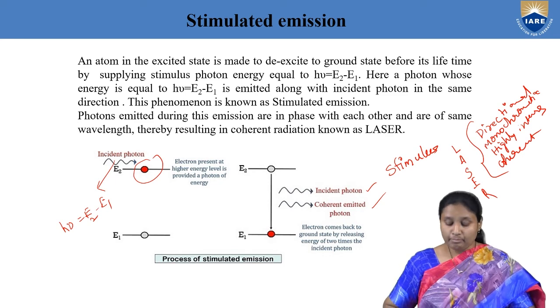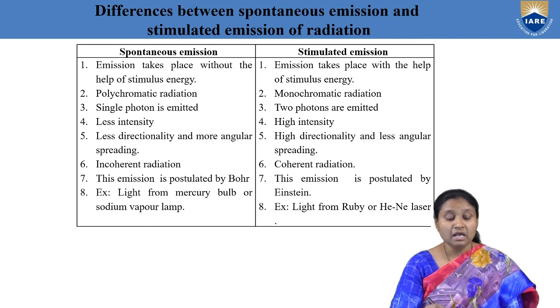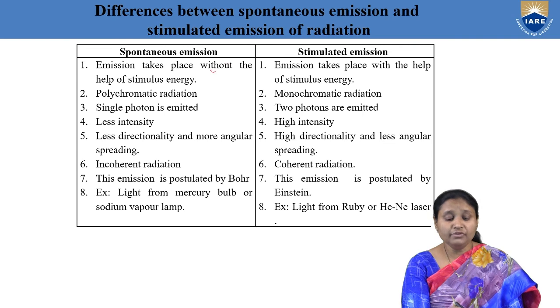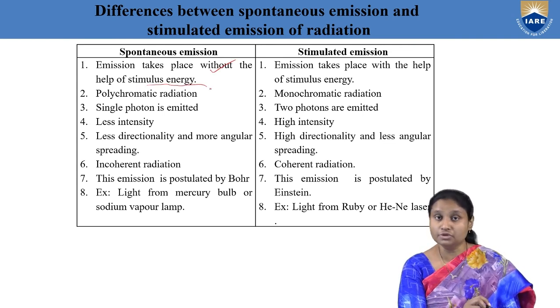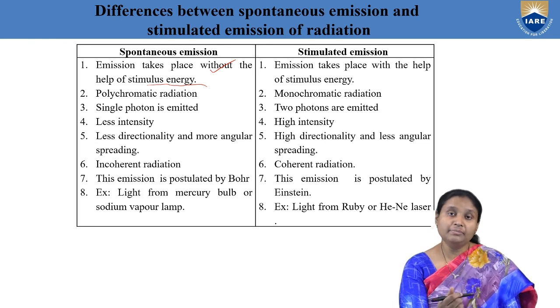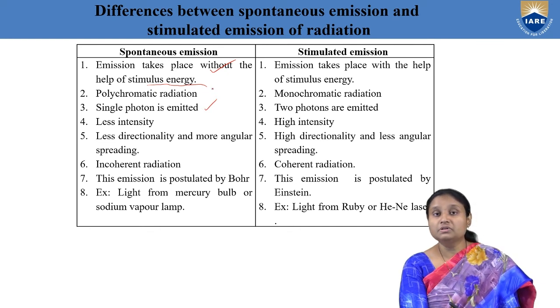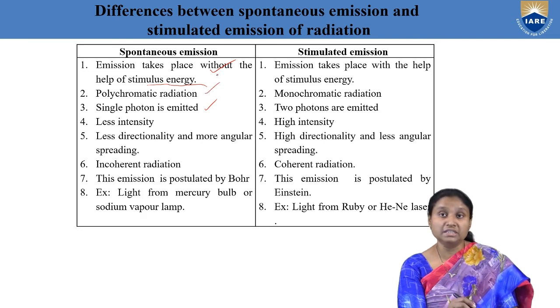If we try to compare spontaneous and stimulated emission, I think this tabular column is going to help us. As you can see, in spontaneous emission we don't have to supply any energy, no need of any stimulus energy to force the atom to come down. After its lifetime, the atom in the excited state comes down on its own, releasing a single photon. As we know, the line width of such photons is very large, so it gives rise to polychromatic radiation.